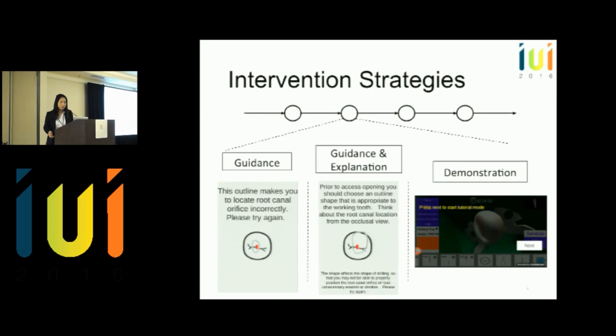For each step of the procedure, the system allows students to make mistakes not more than 3 times. If the error occurs for the first time, the tutor engine will give guidance informing the incorrect action and the effects of the action. If the second error remains, the tutor engine provides guidance and explanation in detail. And if the third error occurs, then the system will provide the demonstration.